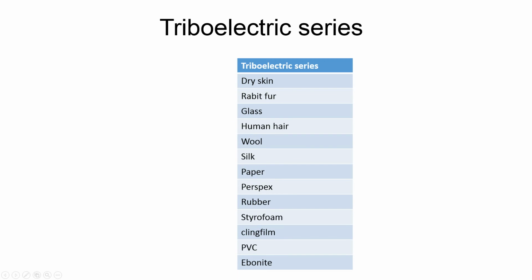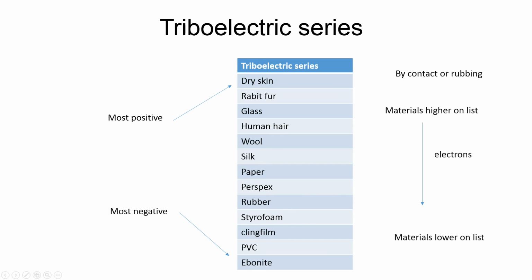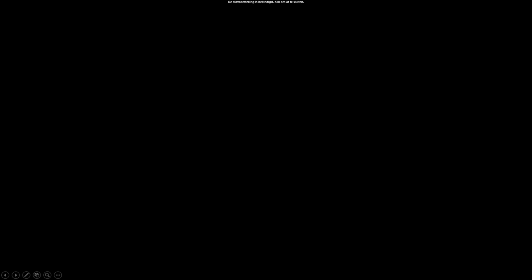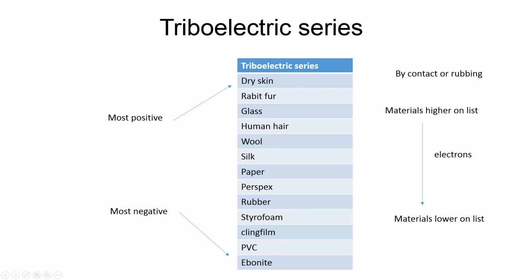Well, we have to finish off with the triboelectric series, which lists a number of materials. I've just given a few examples here. On the top we find the most positive, and on the bottom the most negative, which means that by contact or rubbing, materials higher on the list will give electrons to materials lower on the list. Oh, I jumped ahead too quickly.